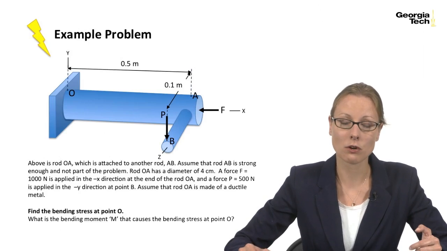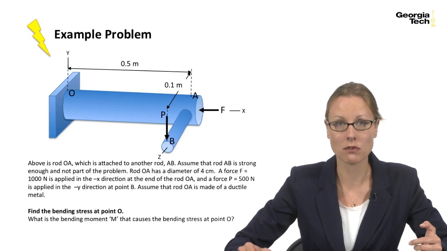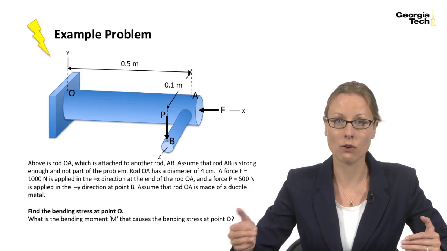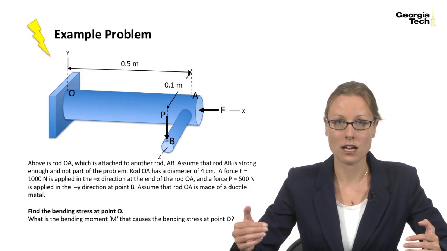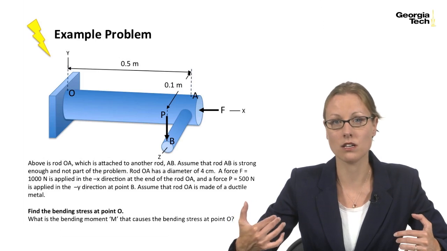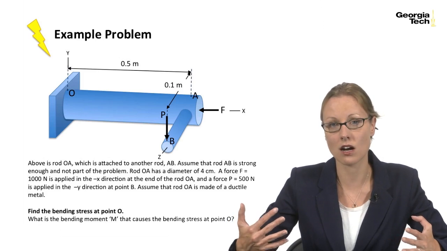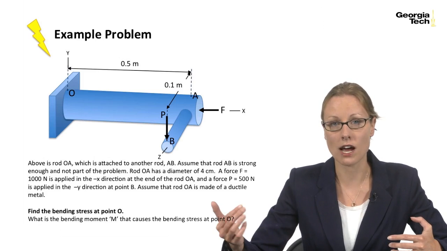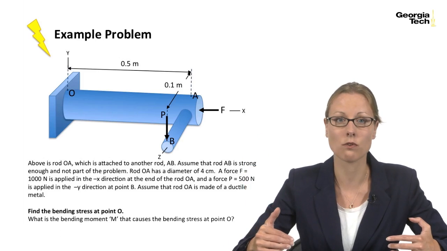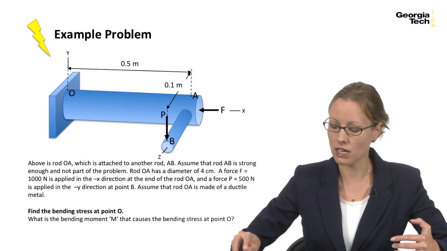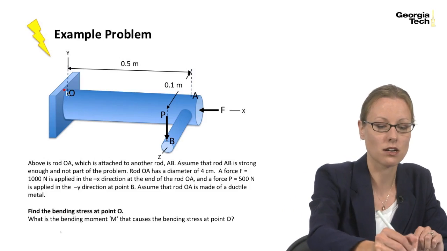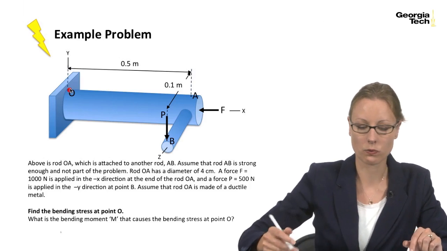So last time we were working through this worksheet problem on an example problem where we had a rod OA attached to a rod AB. We assumed that rod AB is strong enough and no analysis is necessary on that rod. And we had a load F coming in along the x-axis and a load P coming in along the negative y-axis. And what we were trying to do is determine the bending stress at point O.